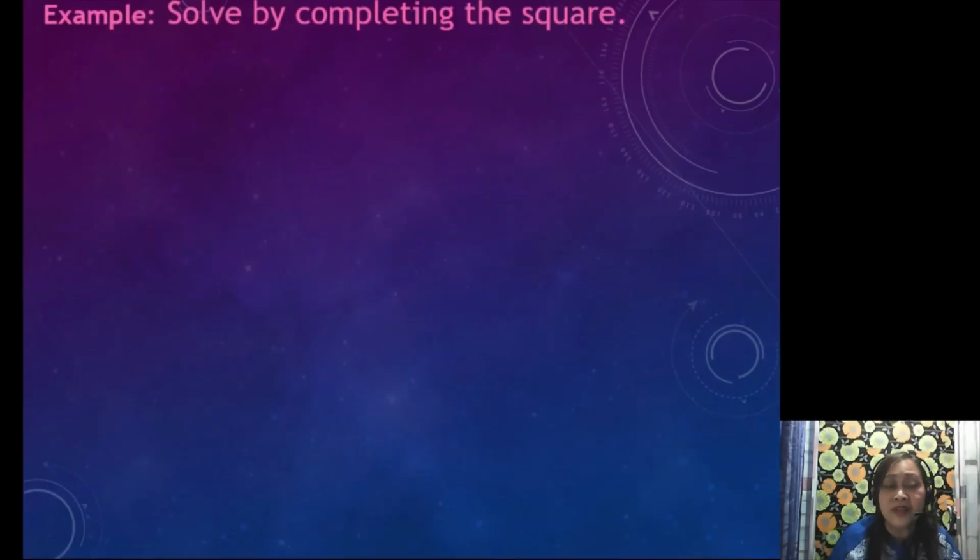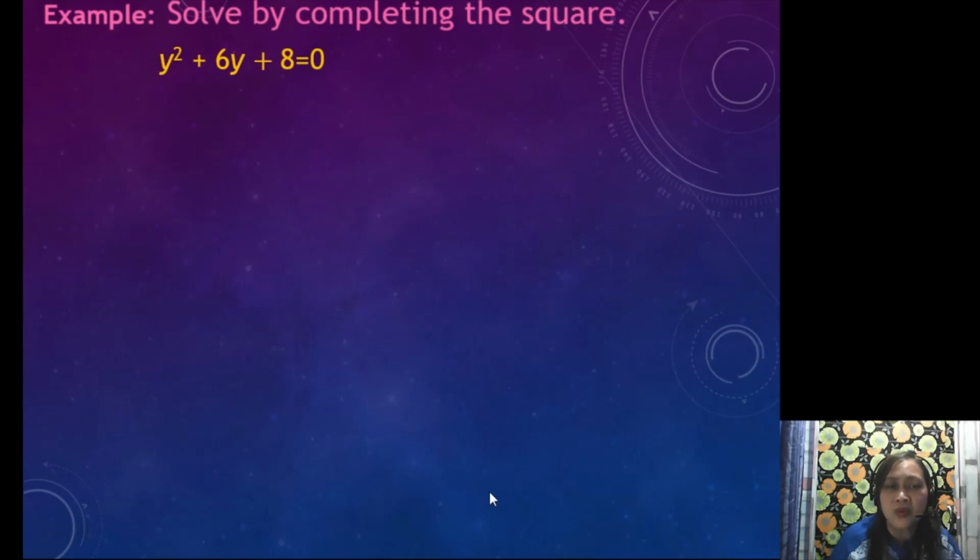Let us solve the first example by completing the square: the quadratic equation y squared plus 6y plus 8 is equal to 0. The first step we're going to do is divide both sides of the equation by a, then simplify. In the given equation, y squared plus 6y plus 8 is equal to 0, the a is equal to 1. Since a is equal to 1, we don't need to divide both sides of the equation by 1 because the equation will stay as it is.